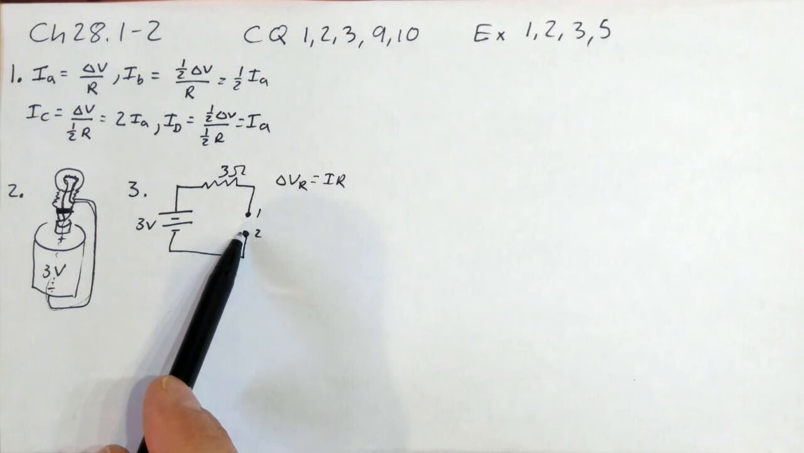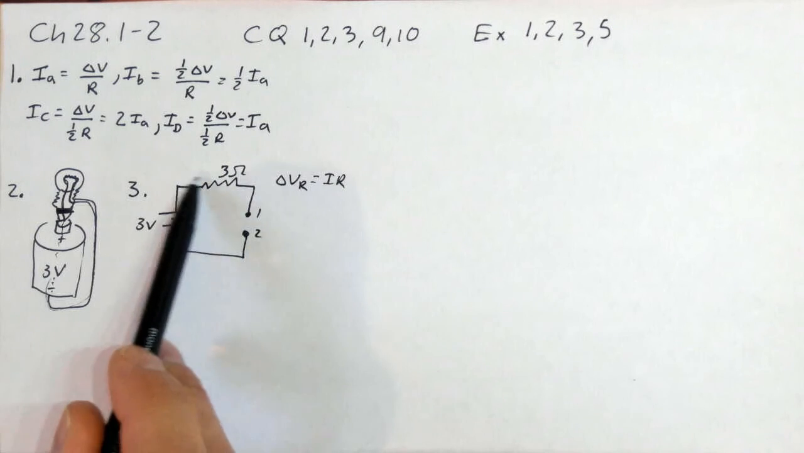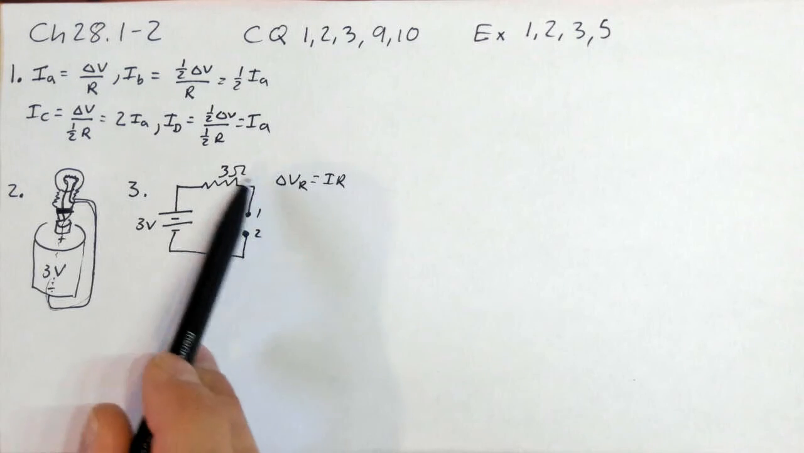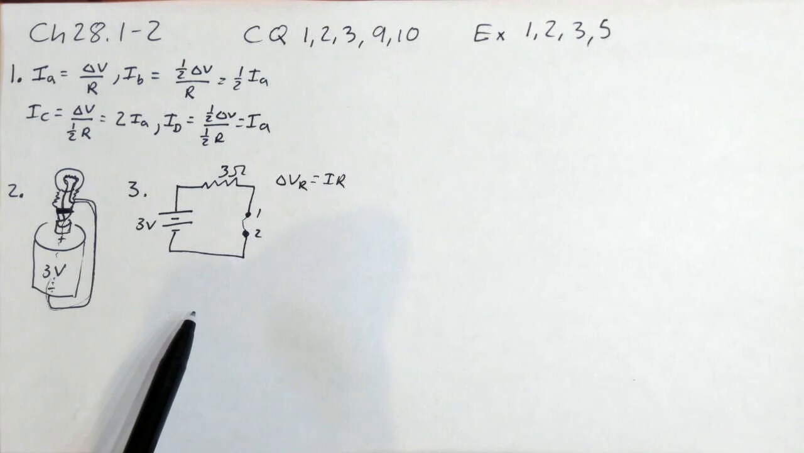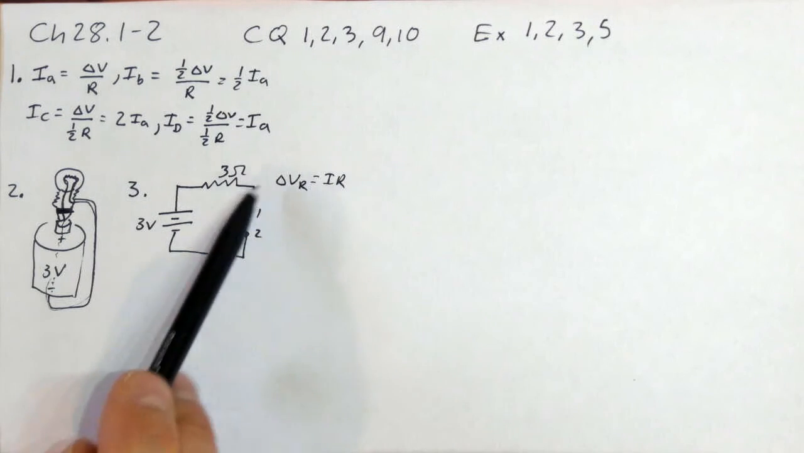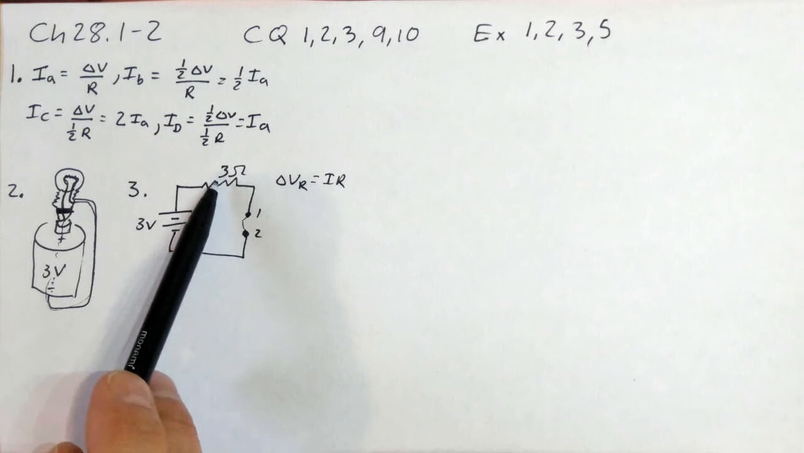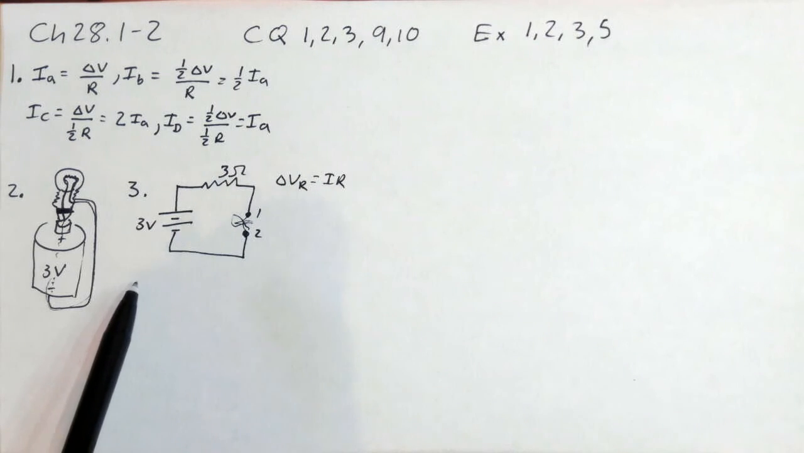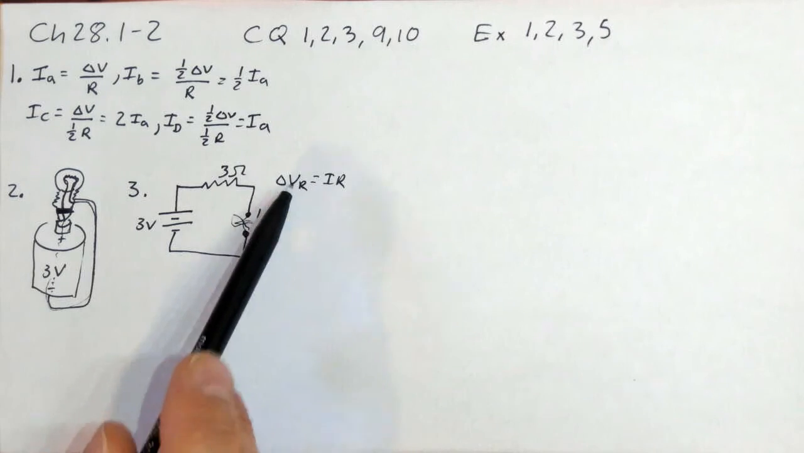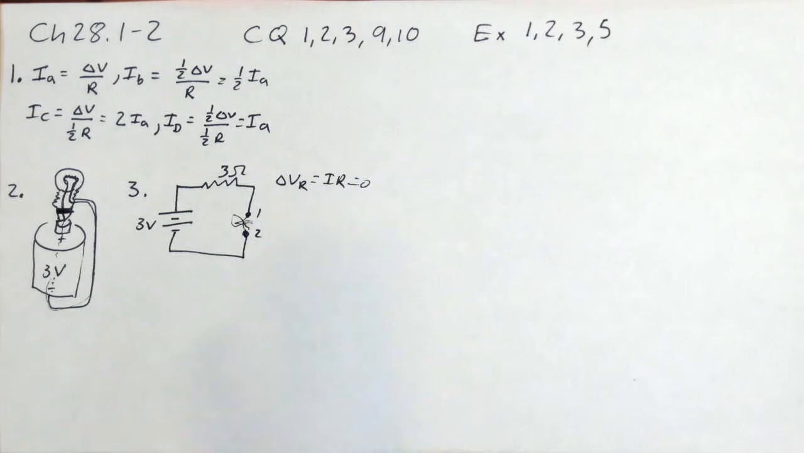Because of this break, no current can flow. Current cannot flow through that resistor. There's no place for it to go. If I jumped those, then suddenly current can flow, and I would get a voltage drop across the resistor. But with that break right there, with that being broken, no current can flow, and therefore this equals 0. There is no potential drop across the resistor, and it's like it's not even there.